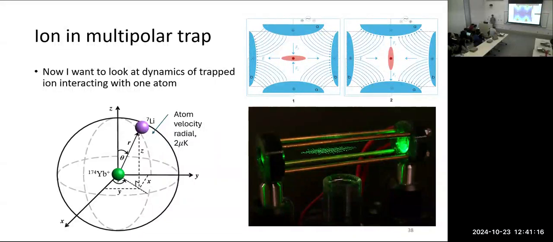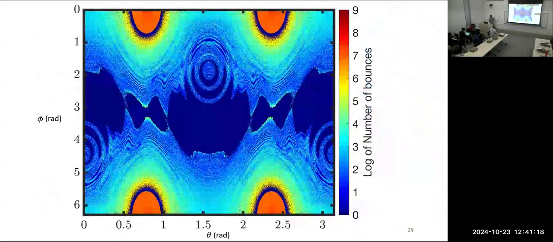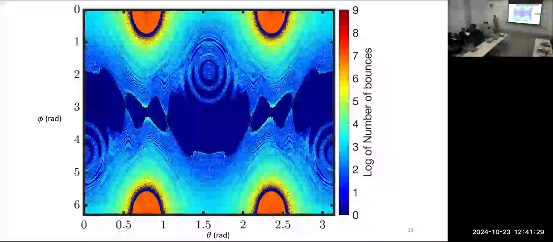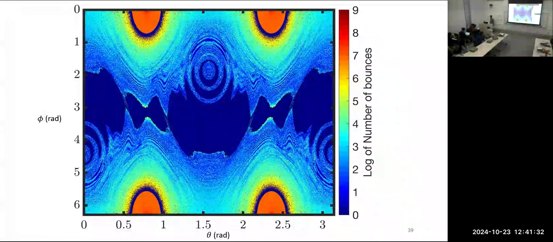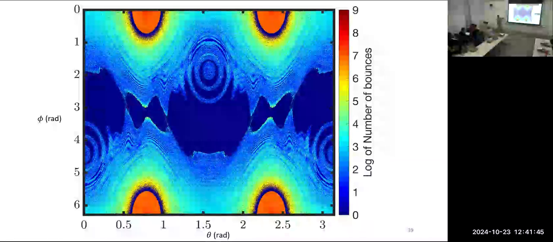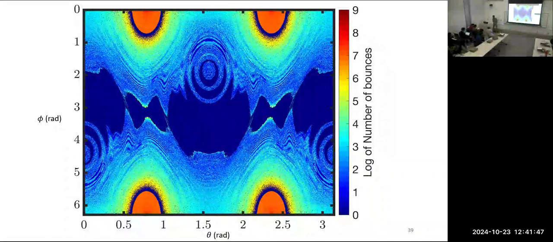And so this is what it looks like. On the x-axis, you have theta, which is the initial spherical theta angle where I'm launching the atom. And then on the y-axis, you have the initial spherical phi angle. And the color is showing the number of times that when the atom goes to the ion, how many times does this trajectory bounce? So this is a classical molecular dynamics simulation. I'm just counting how many times the atom bounces before it leaves again.